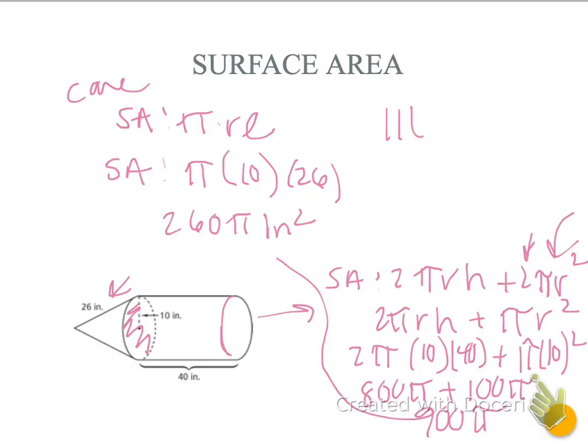to get inches squared, because we're talking about surface area. Okay, if it says to the whole number, you multiply that times pi, and the whole number for that would be 3,644 inches squared.